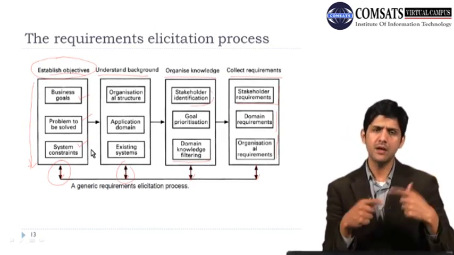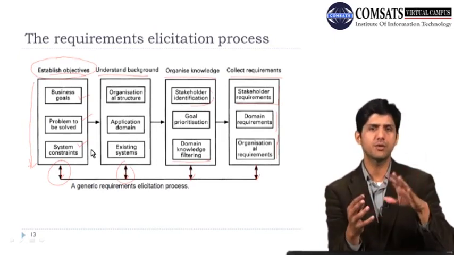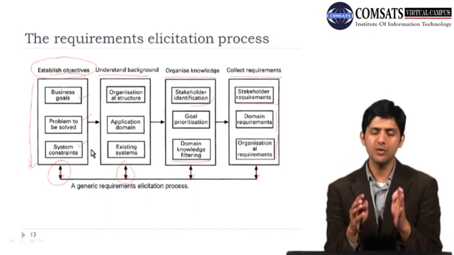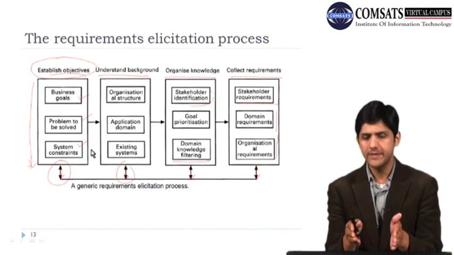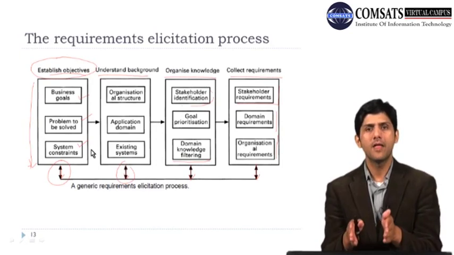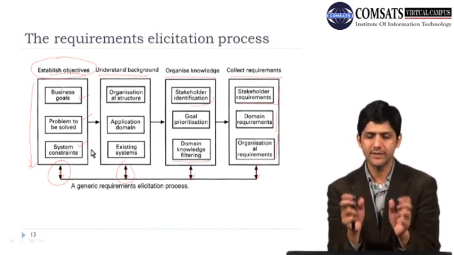So we have knowledge of the processes, and now we have knowledge about the overall objective of the system. Now we want to organize this knowledge. We want to say, okay, these are the stakeholders of this particular system, these are the goals, this is how we think they are prioritizing them, and this is the domain knowledge that we have gathered, and we also want to filter that knowledge.